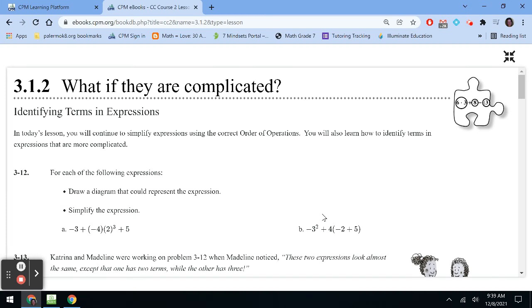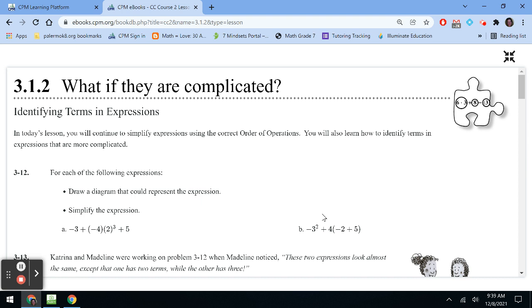Right, so on 3.1.2, it is increasing the difficulty of it. So it says identifying terms in expressions. So what happens if they're more complicated? So in today's lesson, you're going to continue to simplify expressions using the correct order of operations. You're also going to learn how to identify terms in the expressions that are more complicated.